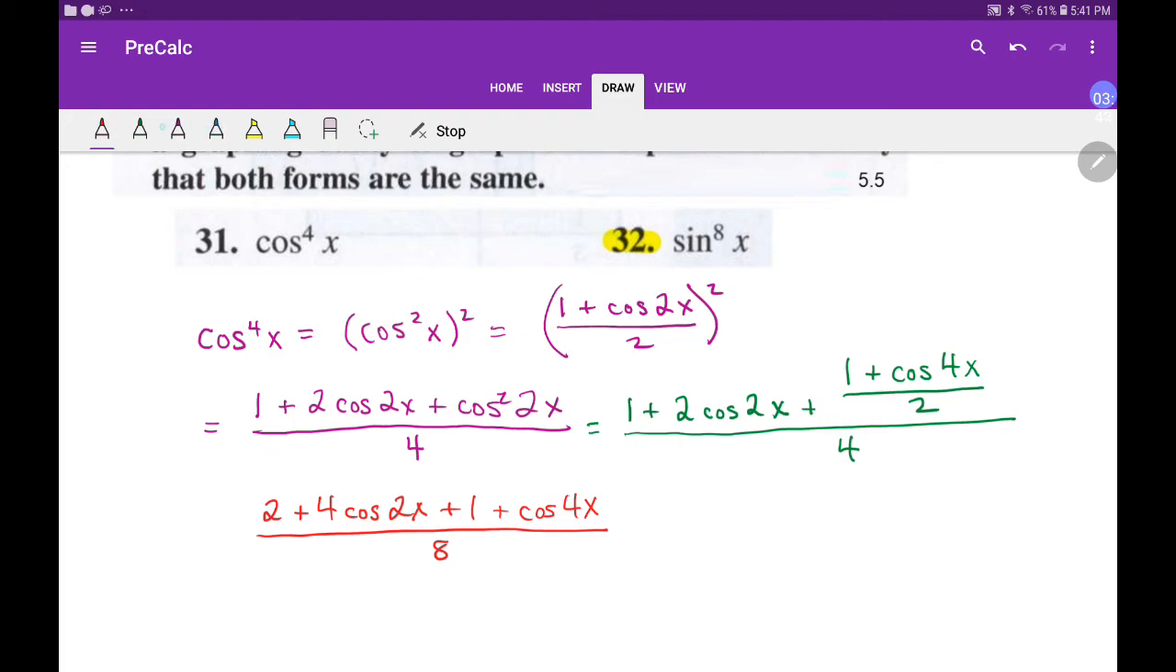I can combine a couple of things, and I will say it equals, let me put the 1/8 out in front, and I can combine the 1 and the 2 and get 3, and then I'll say 4 cosine 2x, and then I'll say cosine 4x.